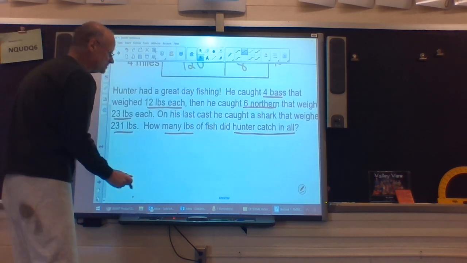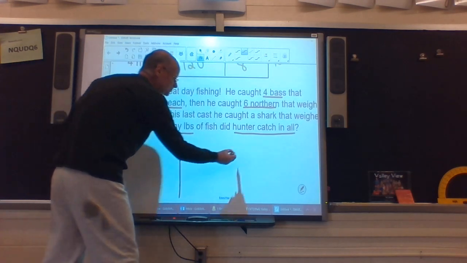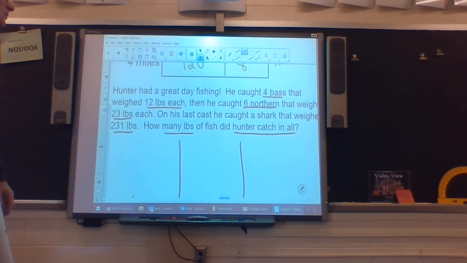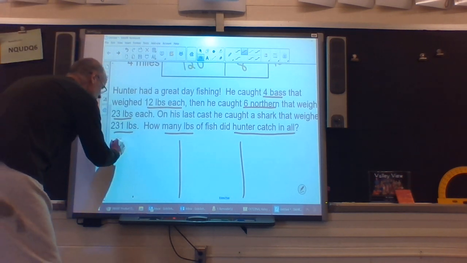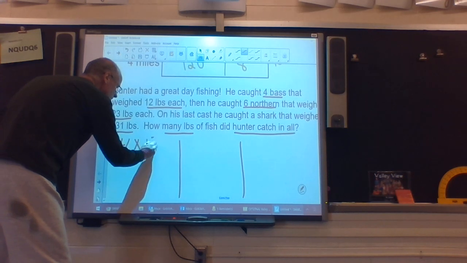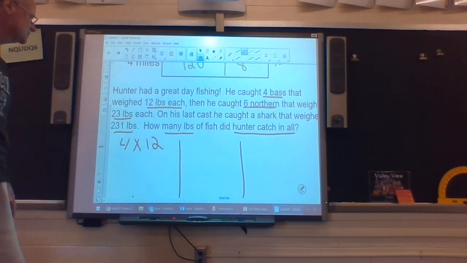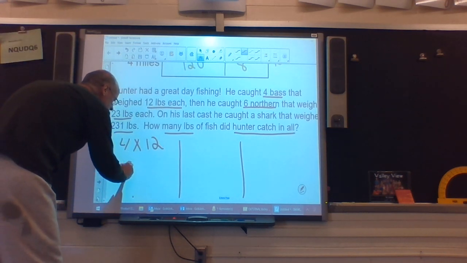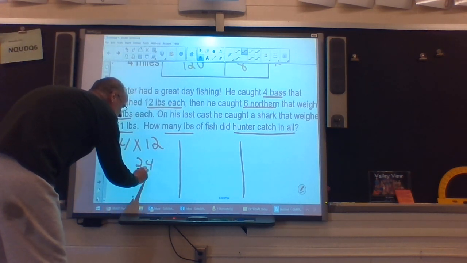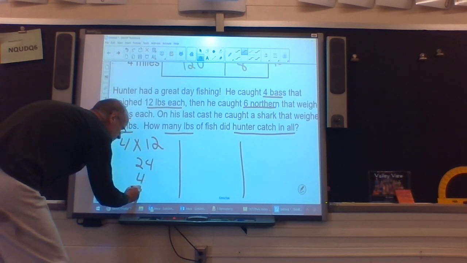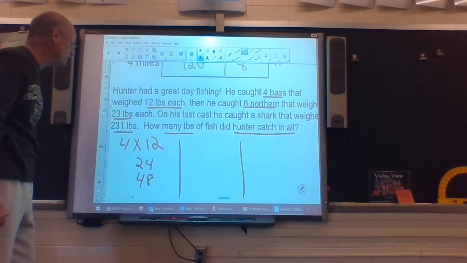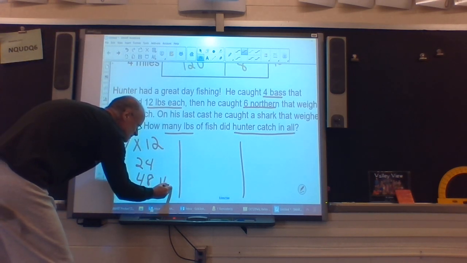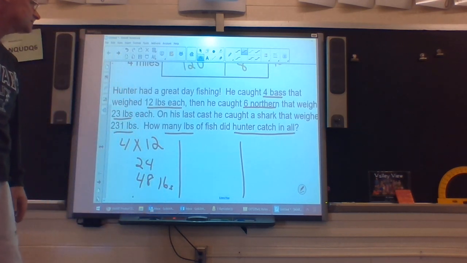I see 3 different parts of this, so I'm going to divide my paper into 3. And my first part is 4 bass, 12 pounds each. So I'm going to do 4 times 12. Now, I'm going to double 12 and get 24. And I'm going to double that and get 48, because I know if I'm multiplying by 4, I can do a double-double. So I ended up with 48 pounds of bass.